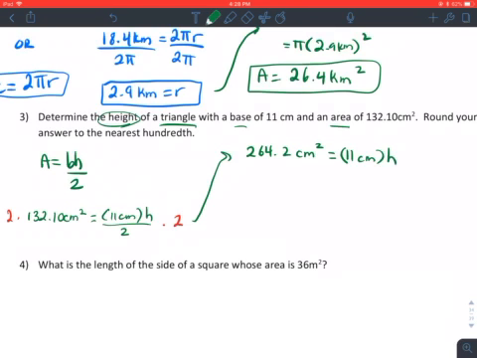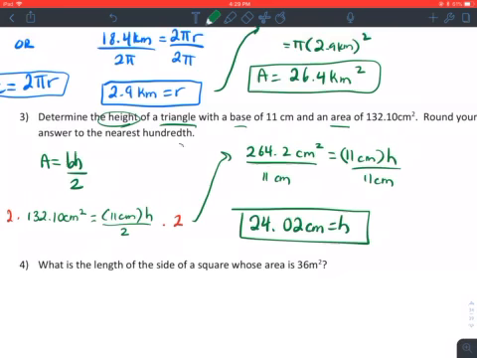Now in order to get our height, we're going to divide by 11 centimeters on the right and divide by 11 centimeters on the left. Always, always, always the opposite operation on both sides. And when we do that, our height becomes 24.02 centimeters. Okay, we were asked to the nearest hundredth, so I need to take 2 decimal places there.